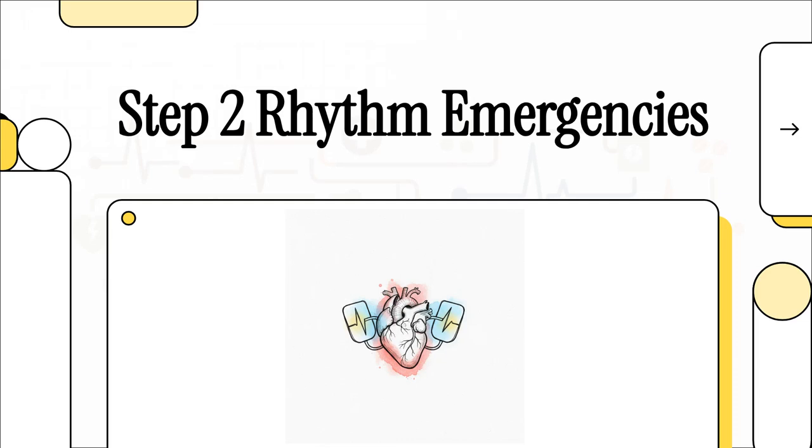Let's jump right into this explainer on Step 2 CK Cardiology Rhythm Emergencies. We're keeping this strictly algorithmic, focusing entirely on the next best step decision logic and the specific clinical parameters you're going to see on the exam.